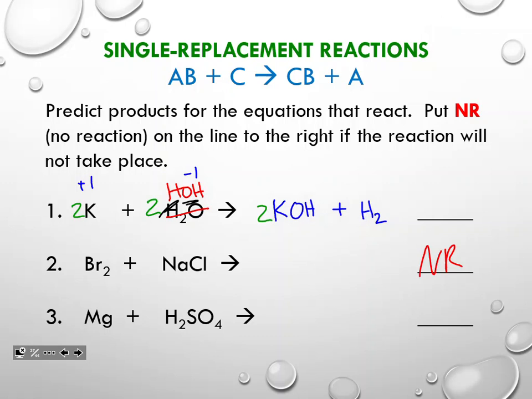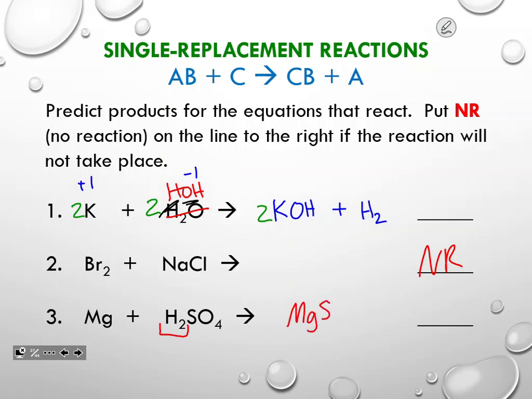Looking at this last example here, we're just going to do a couple, and then you can try some on your own and check out the answers next time. Have you finished this packet? Magnesium. Is magnesium more reactive than hydrogen? Because the magnesium is going to displace the hydrogen that's in the cation position here. Is magnesium higher up? Yes, so this one does occur.